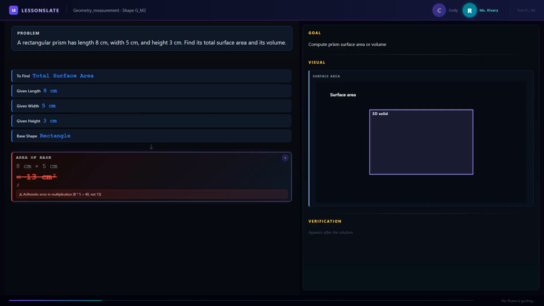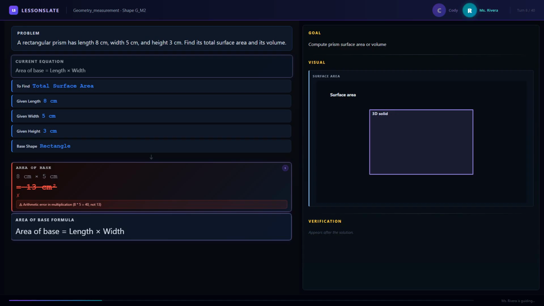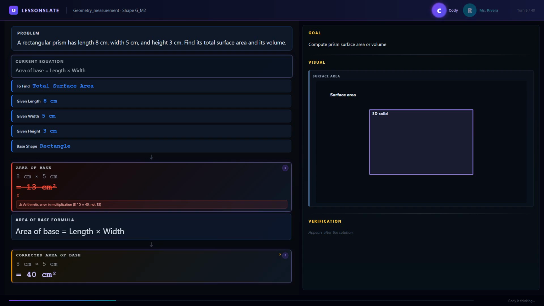You've correctly identified that you need to multiply the length and the width for the area of the base, Cody. So the expression 8 centimeters times 5 centimeters is perfect. However, let's double check that multiplication. What is 8 multiplied by 5? Oh, right, my bad. 8 times 5 is 40. So the base area is actually 40 square centimeters. I always get those little arithmetic things mixed up sometimes.